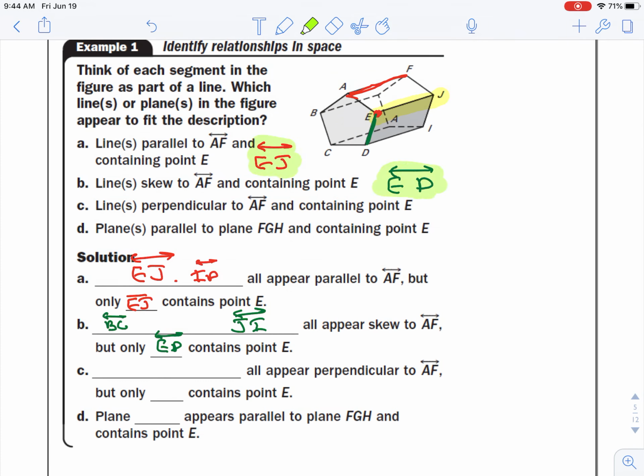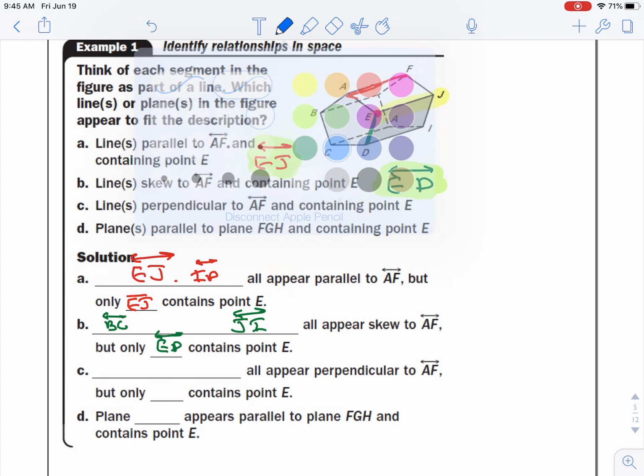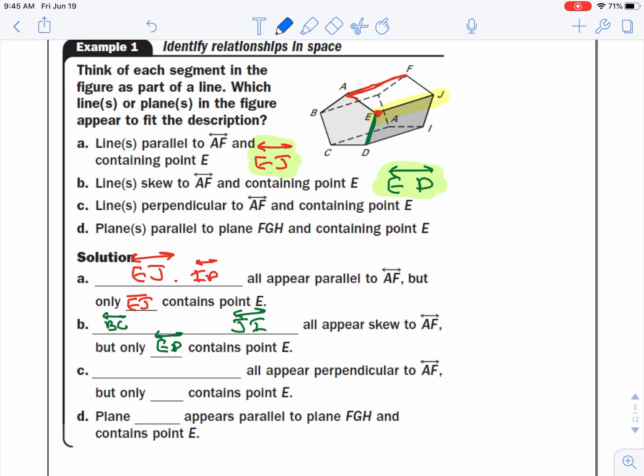So these are the actual answers to the questions, but they're just asking you to maybe try to describe some other possible lines that are parallel or skew. So let's go on to C, lines perpendicular to AF that contain E. So what looks like it would be perpendicular to it, and that would be this line right here. It appears that it is AE. Again, we don't have the right angle marking to verify, but this would be AE. And that is our answer.